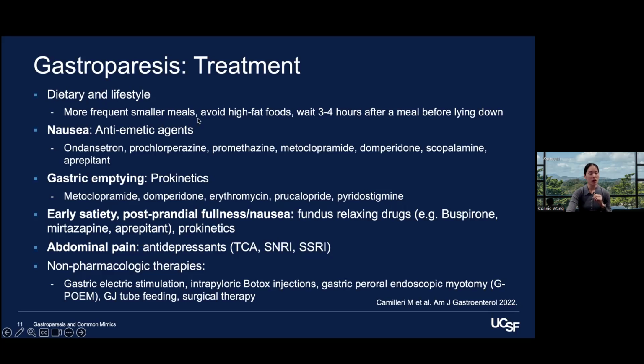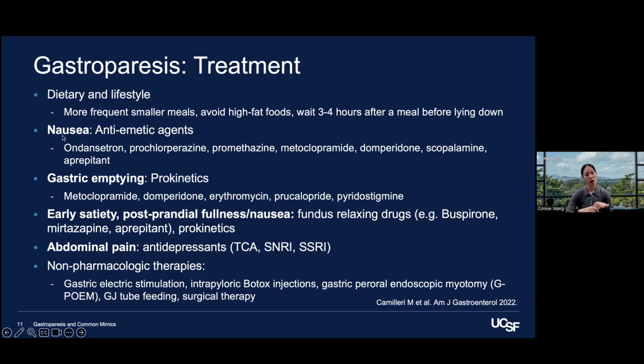So to start, we always recommend diet and lifestyle changes. This is more, I would say, for patients with mild gastroparesis, although all patients with gastroparesis should be educated about this. And so the teaching is, rather than having 3 large meals, having more frequent, maybe 6 smaller meals throughout the day. We also want to teach avoidance of high-fat foods, because high-fat foods tend to slow gastric motility and gastric emptying as well. And then waiting about 3 to 4 hours after a meal before lying down can also help with symptoms.